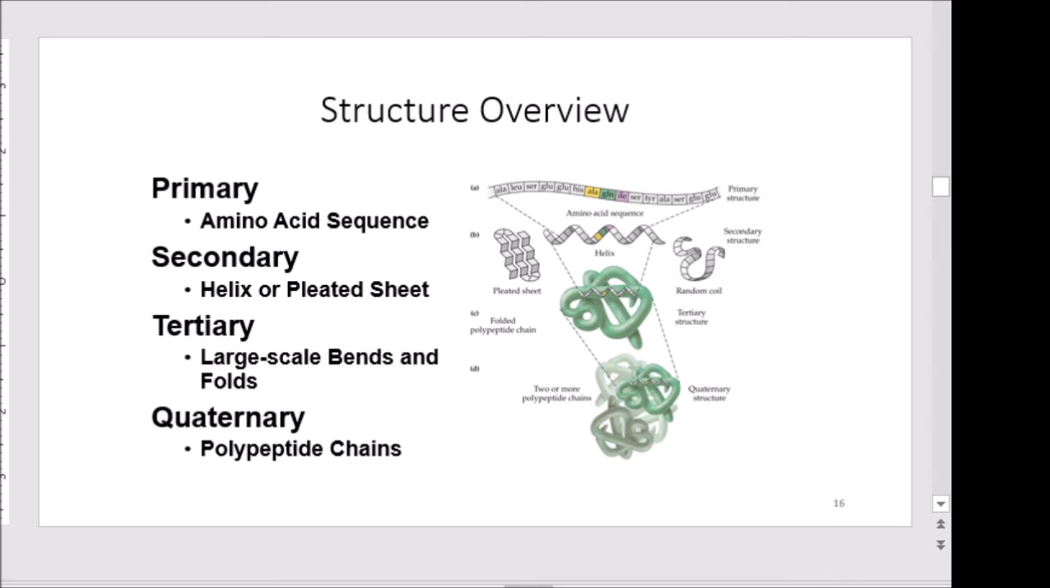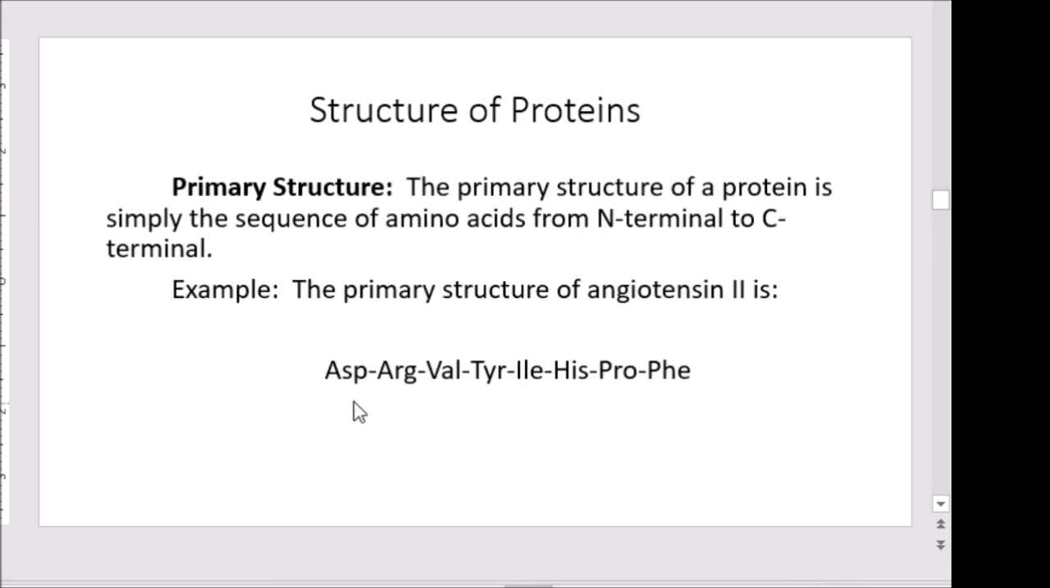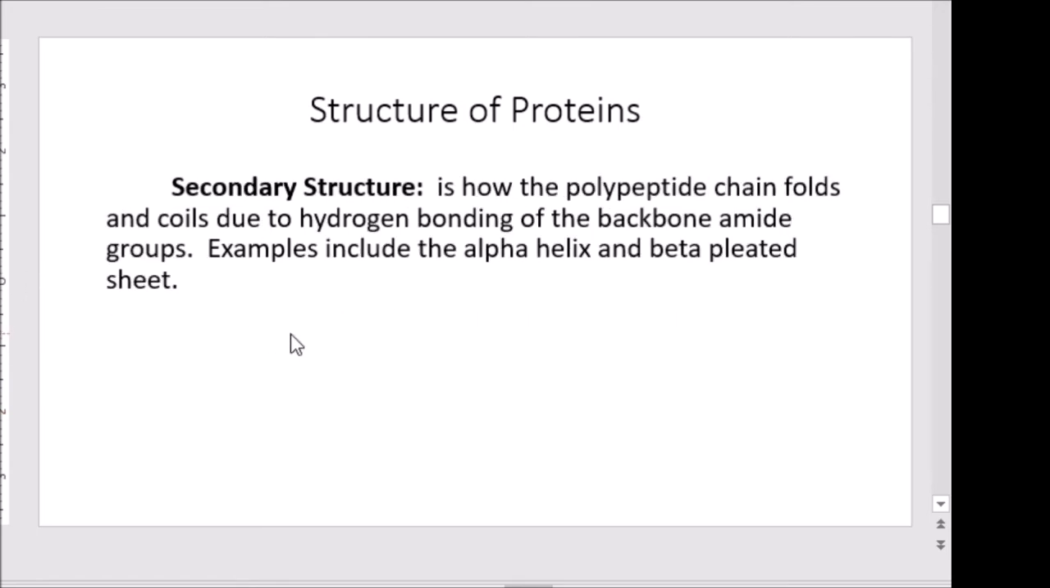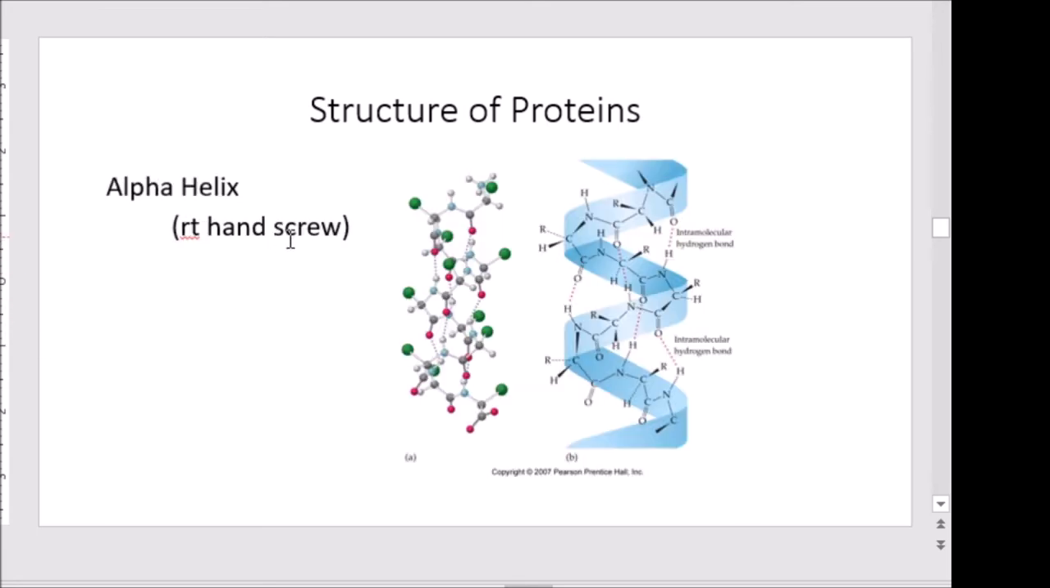All right, so primary structure, you're just going to list them out. So that's easy enough. That's what we were doing before. Secondary structure then is how it folds, and so alpha helix has this pretty looking picture, and it's all held together by hydrogen bonds.